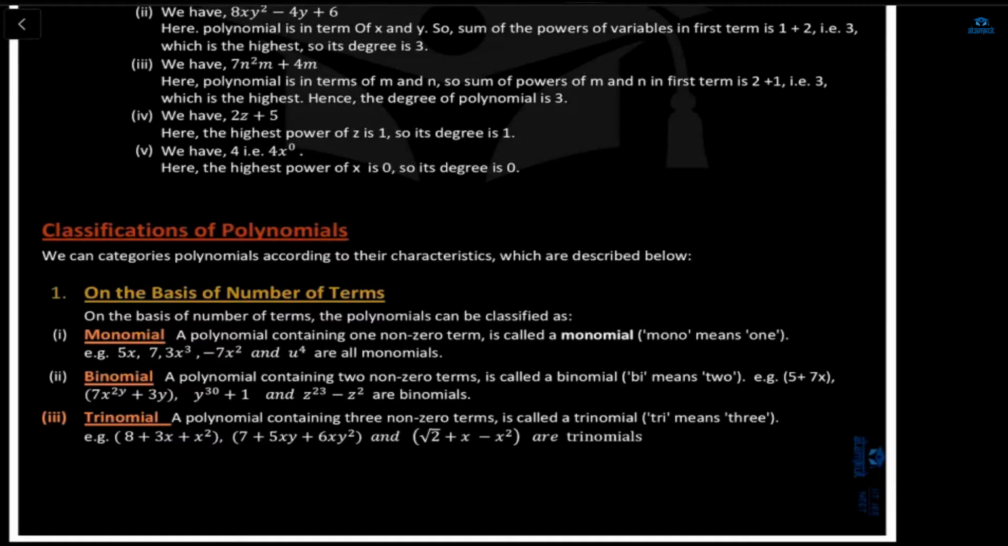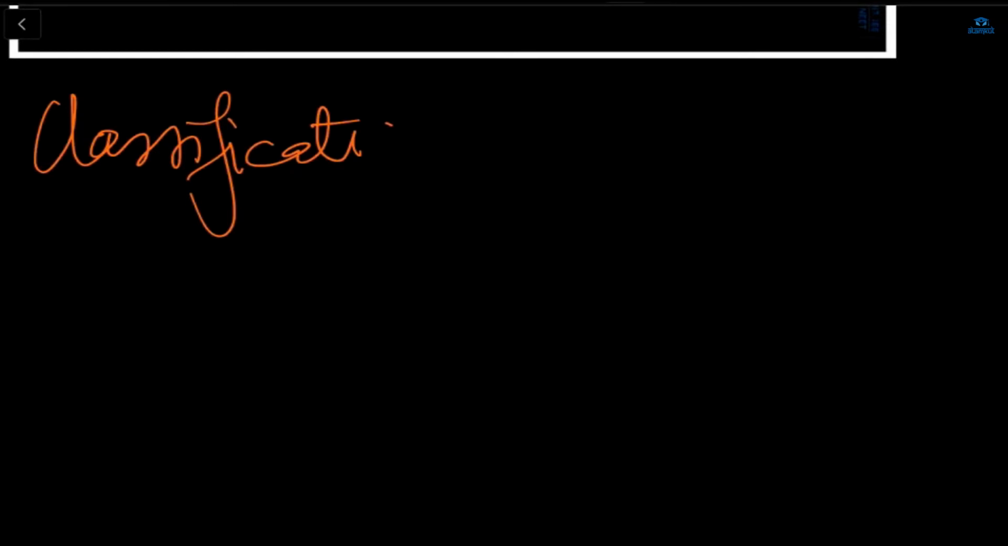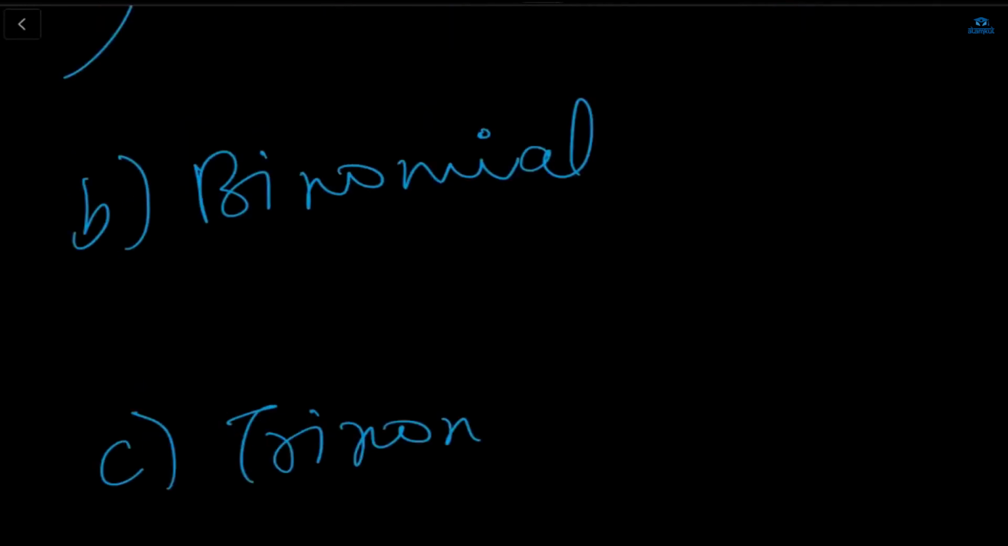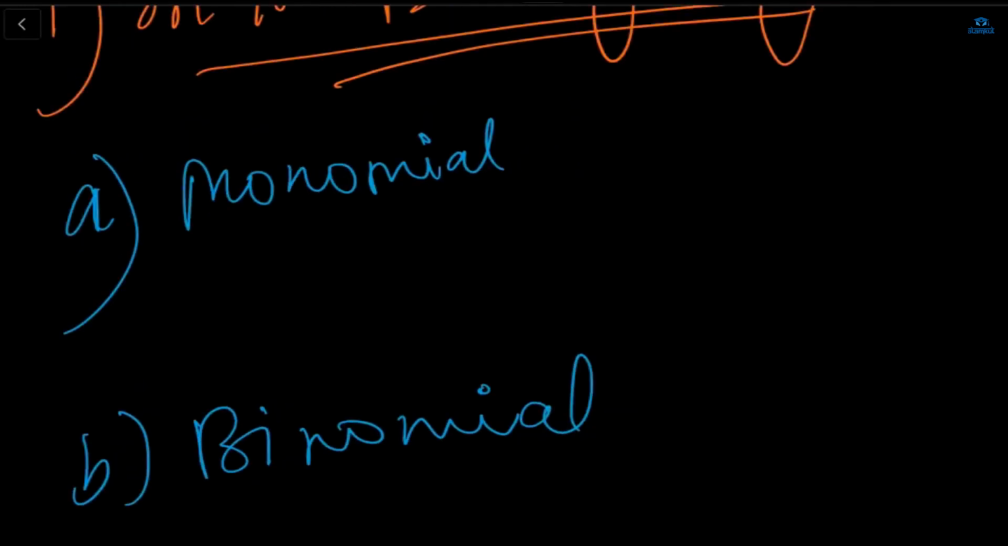I didn't get monomial. You didn't get what I'm explaining? What kind of polynomial it is? Okay, classification of polynomial. Now here, the first one, A, is monomial, B is binomial. Now, monomial, mono means one.